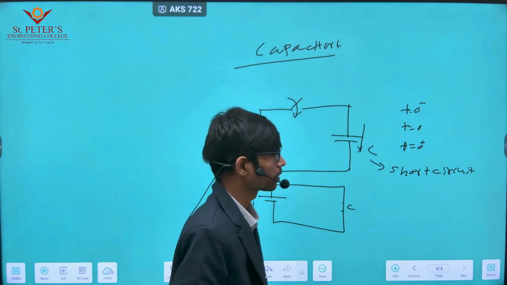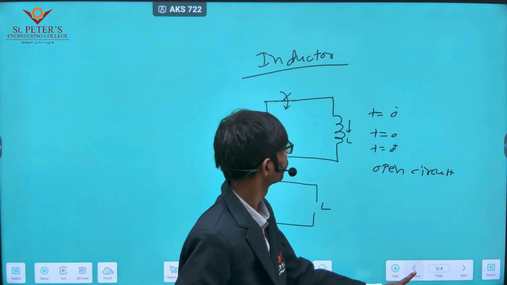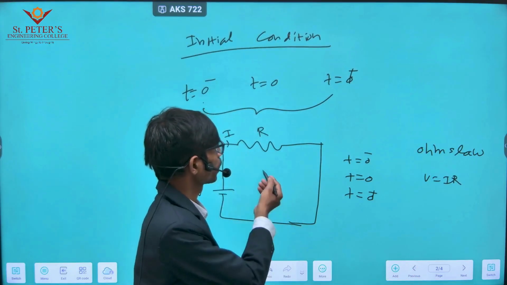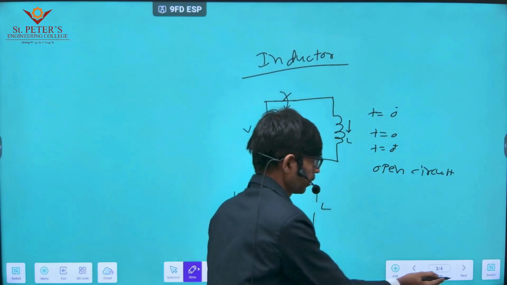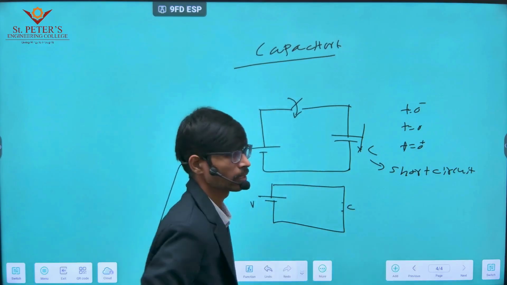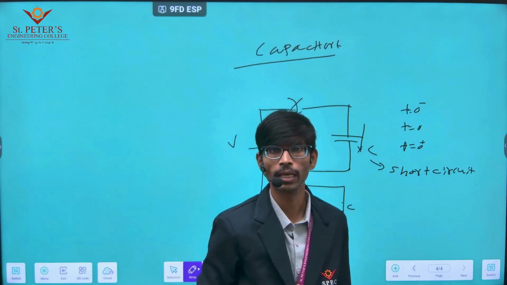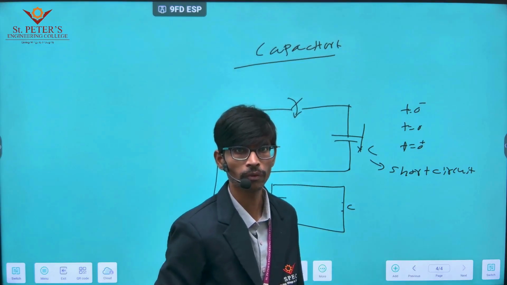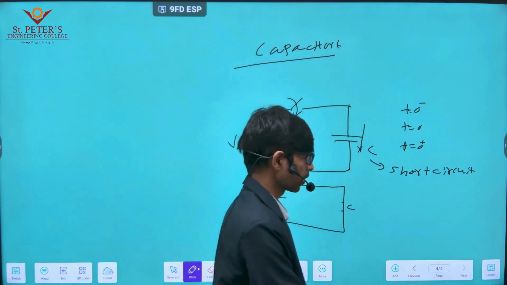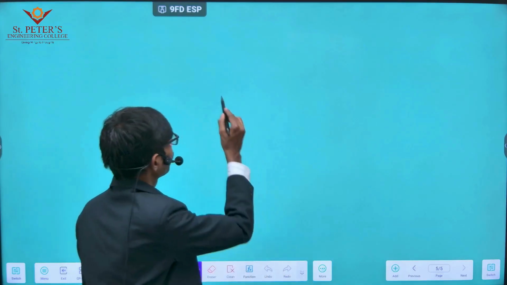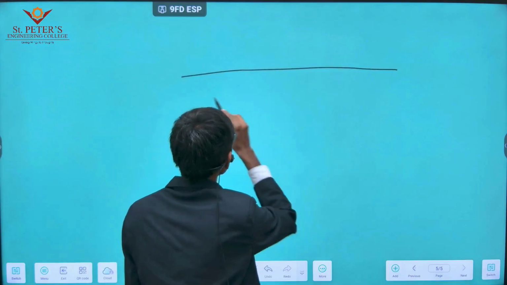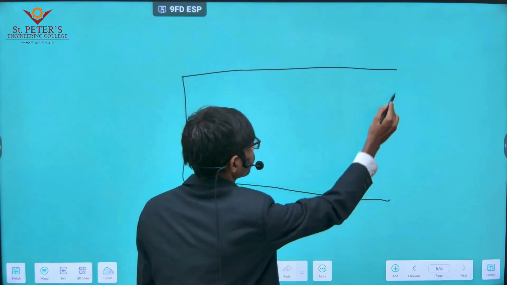By considering the initial conditions of R, the inductor L, and the capacitor C, we are going to derive the transient response of a DC series circuit. And also we can easily compare these three things for initial conditions.